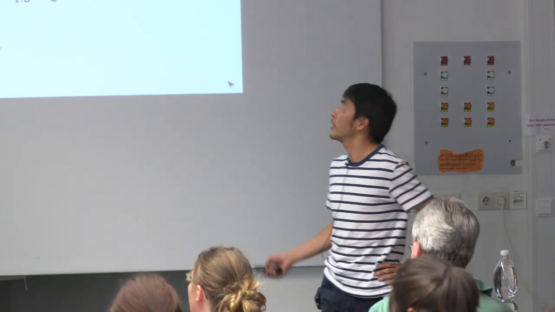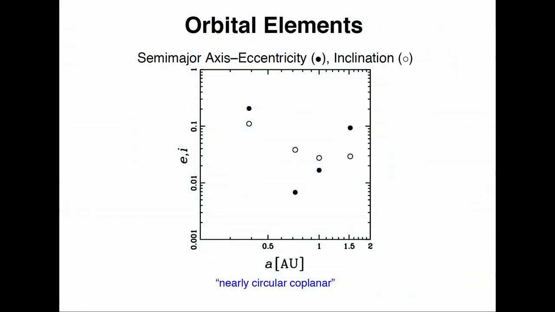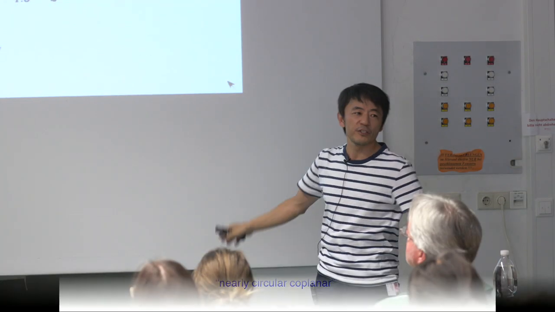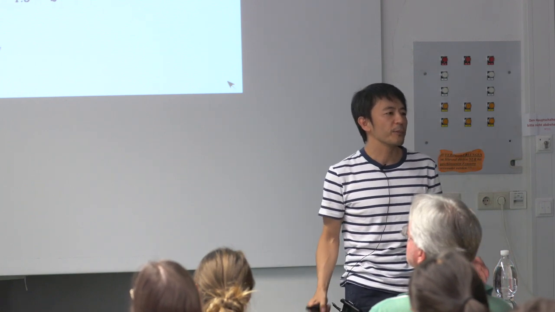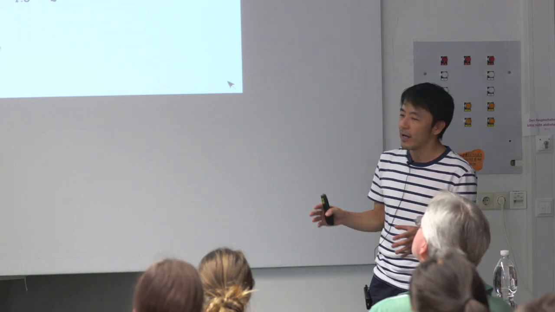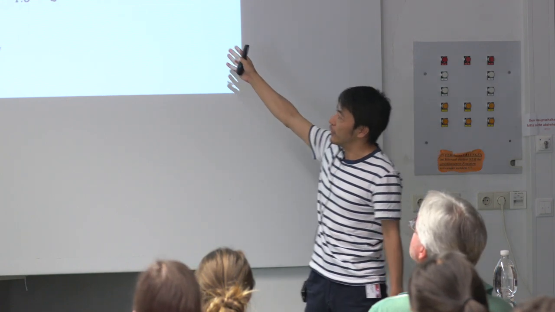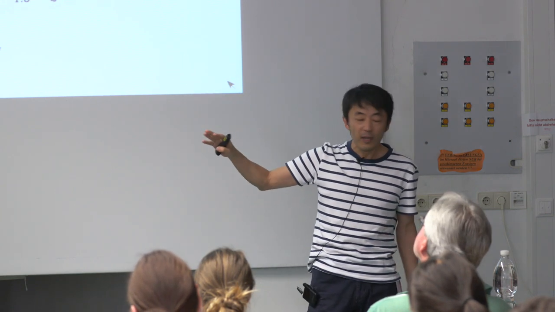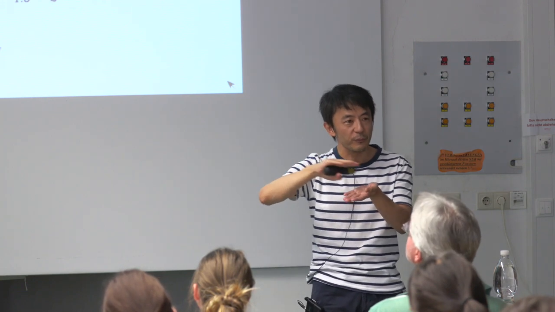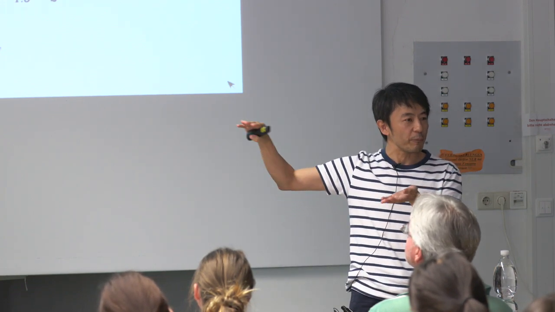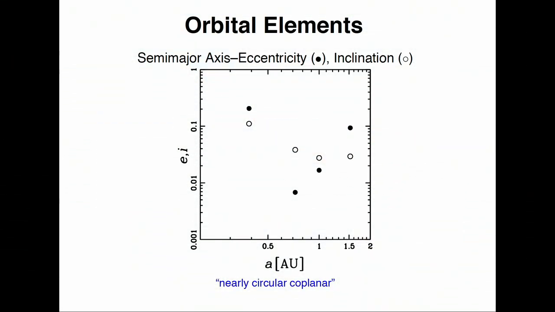And this figure shows the orbital elements: semi-major axis, with black points for eccentricities and white ones for inclinations. Very roughly speaking, the inclination here is in radians, not degrees. All of them are smaller than, say, 0.1. That means the terrestrial planets' orbits are nearly circular, and the mutual inclination is very small, so they are coplanar. In this figure, the inclination is measured from the mean orbital plane of the solar system, called the Laplace plane. So the orbits are very neat, well organized.